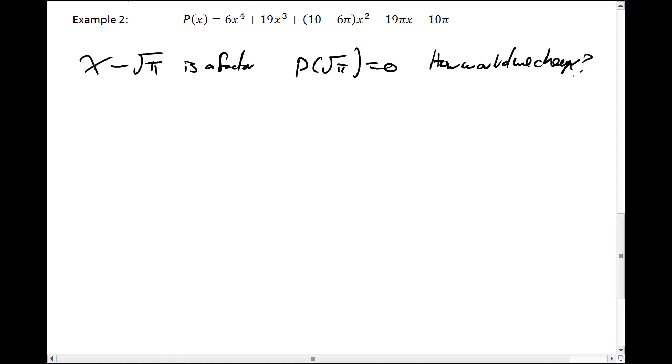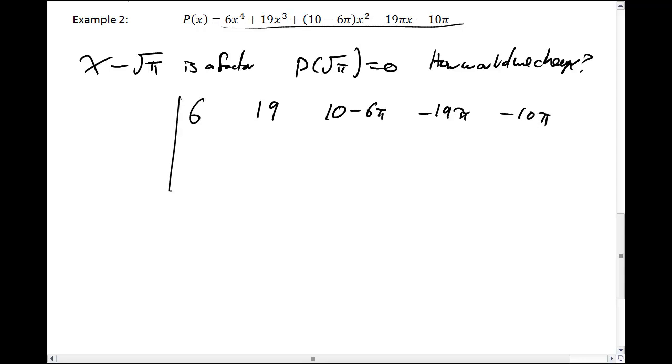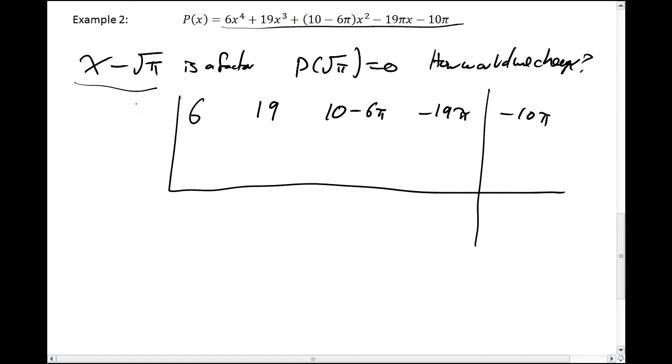How would we check? Well, we'll check it with synthetic division. In synthetic division, you wait till your polynomial is written in descending order, which this is, and so we write it 6, 19, 10 minus 6 pi, that's kind of a long term there, but it's still one single section in front of the x squared, minus 19 pi, and minus 10 pi. Draw our upside down division sign, we block off that piece at the end for the remainder, and whatever my factor term is, I change the sign when I'm ready to do my synthetic division. And now we go through the synthetic division process.